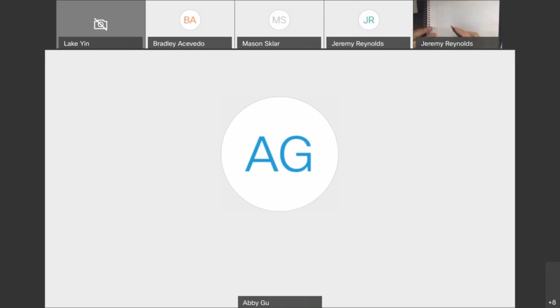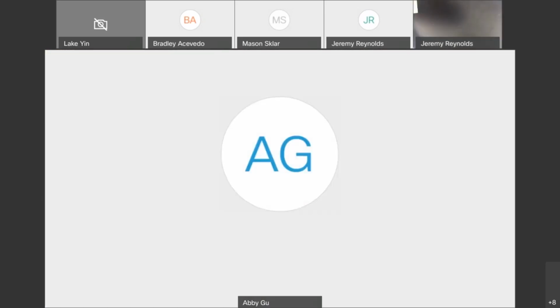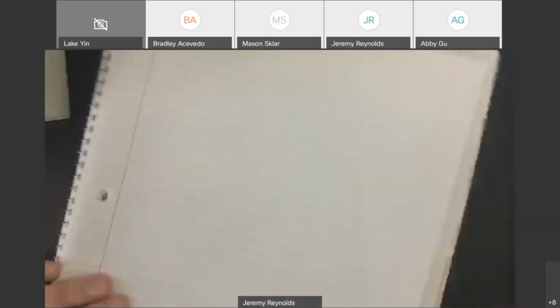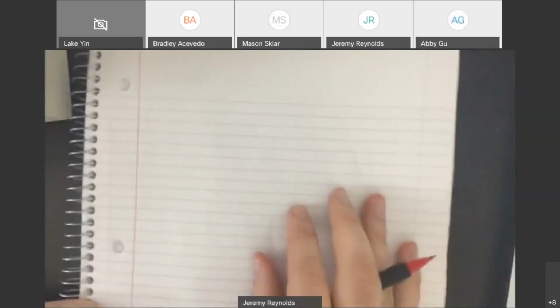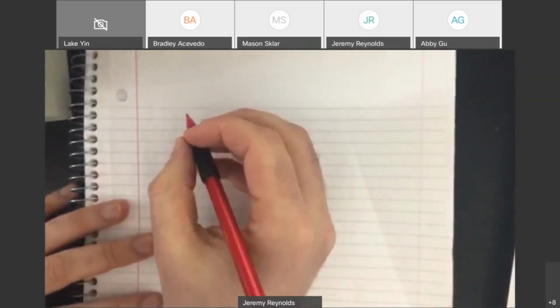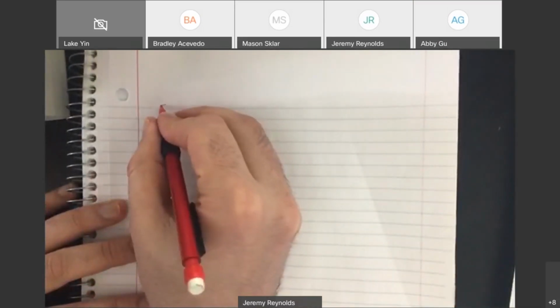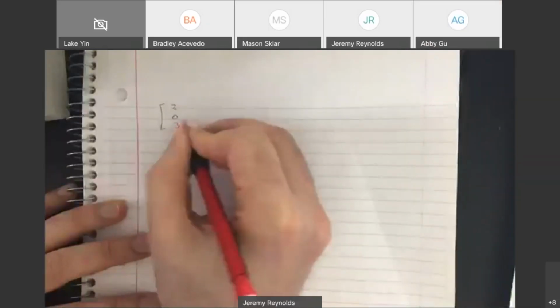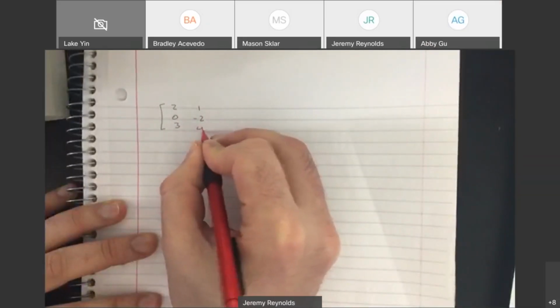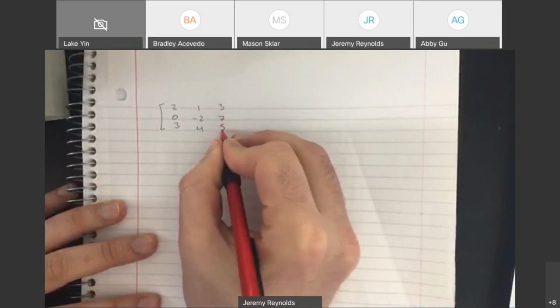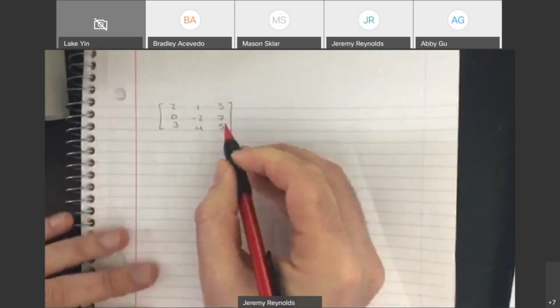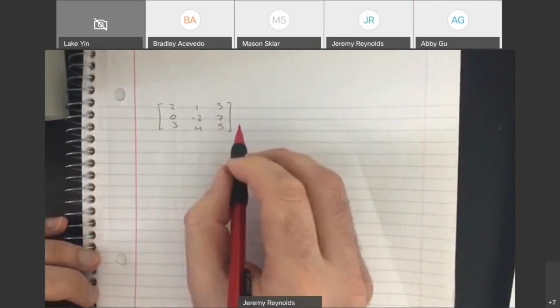So let's look at our matrix. Okay, so this one's a little bit long, so we might go a little over time, but we have a matrix that looks like this: 2, 0, 3, 1, negative 2, 4, 3, 7, 5. And we're supposed to get this to reduced echelon form without introducing any fractions.